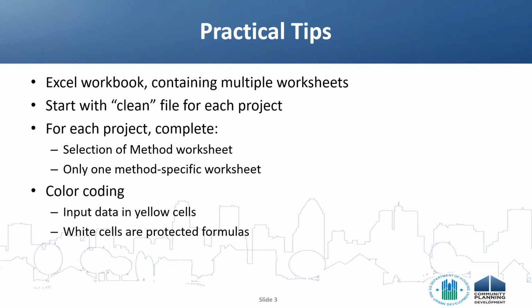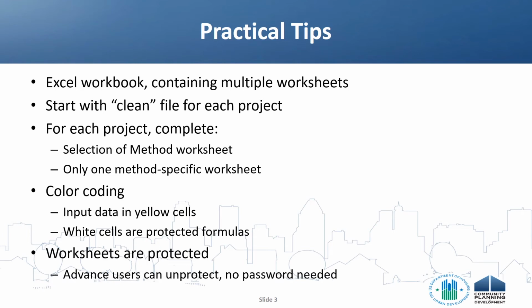The cells in the worksheets are color-coded to help guide you. Yellow cells are for data entry, while the white cells contain formulas. And to limit opportunities for corrupting the formulas, the worksheets have been protected, but there's no password, so advanced users can unlock the sheets if they need to. With that, let's take a look at how we would fill out the Selection of Method worksheet. For this example, we'll use Case Study C from the segment on unit comparability, and in the next segment on the standard method worksheet as well.